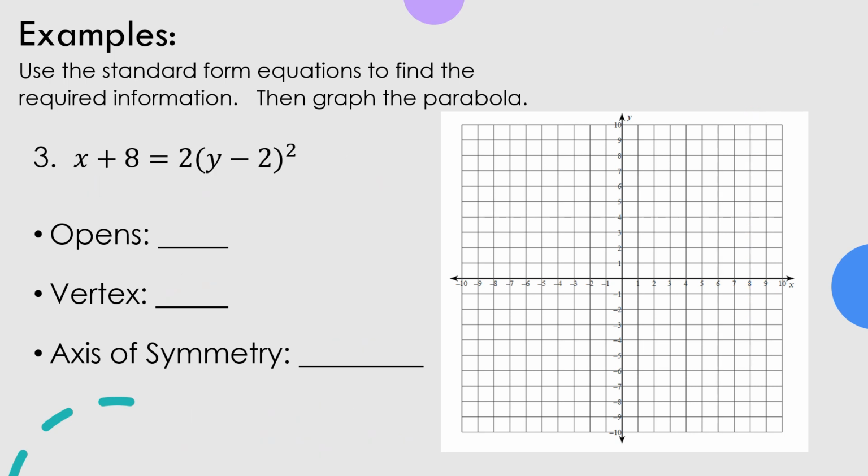Okay, here we go with example 3. x plus 8 equals 2 multiplied by the quantity of y minus 2 squared. So this one has the x term not squared. That tells me it's going to be horizontal because the y squared is. So x is not squared gives me a horizontal one.